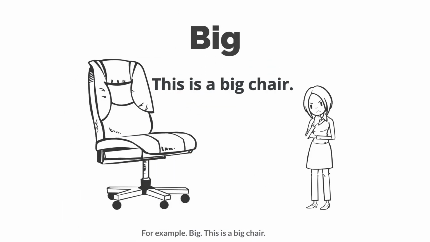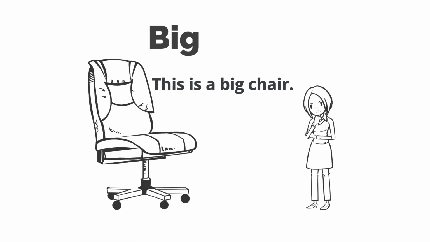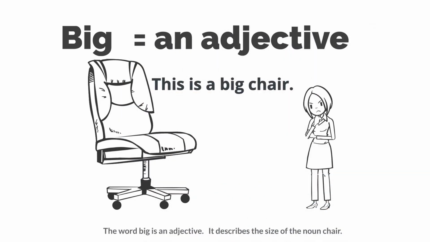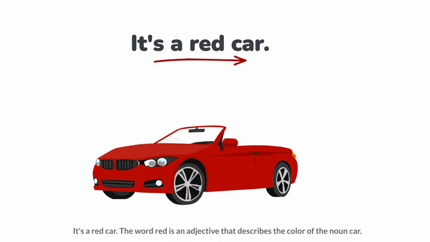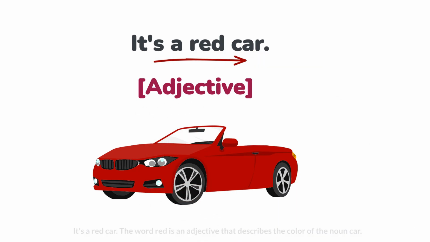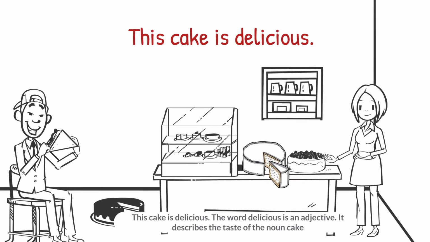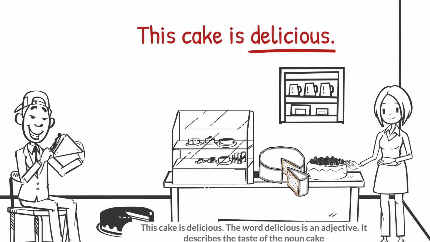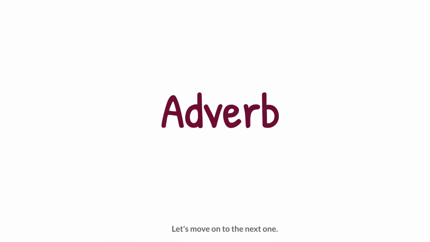For example, big. This is a big chair. The word big is an adjective. It describes the size of the noun chair. It's a red car. The word red is an adjective that describes the color of the noun car. This cake is delicious. The word delicious is an adjective. It describes the taste of the noun cake. Let's move on to the next one.